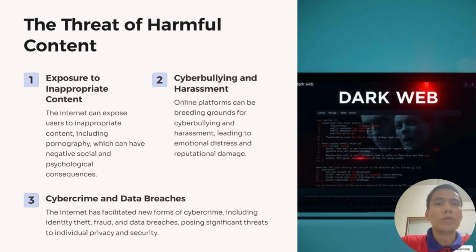In addition, why computer cannot be trusted is because of the risk of harmful content. For example, exposure to inappropriate content, cyberbullying and harassment, and cybercrime and data breach.